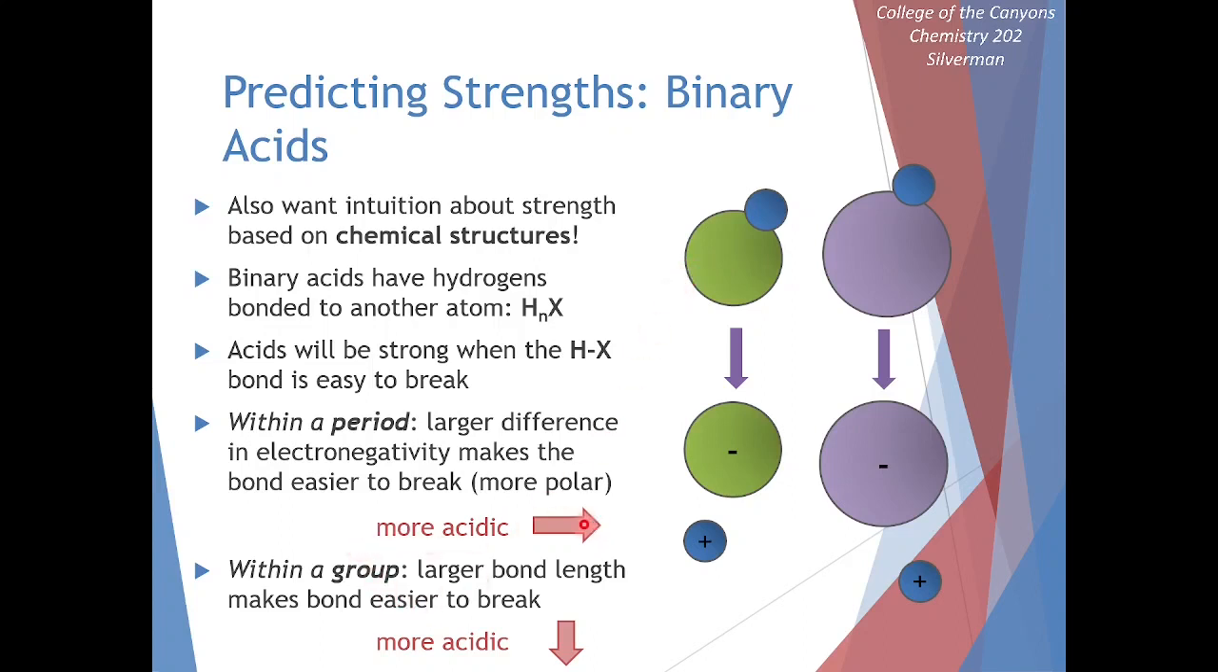And so as we go right on the periodic table, there's a greater difference in electronegativity in our HX bond. It's easier to break, and our molecules become more acidic. Maybe we already have this intuition a little bit, right?